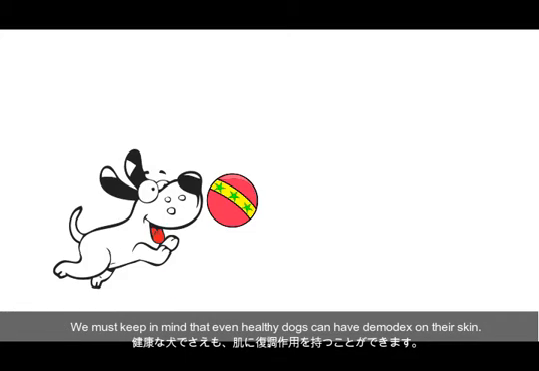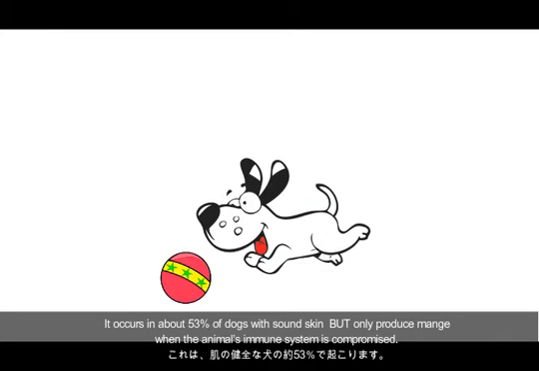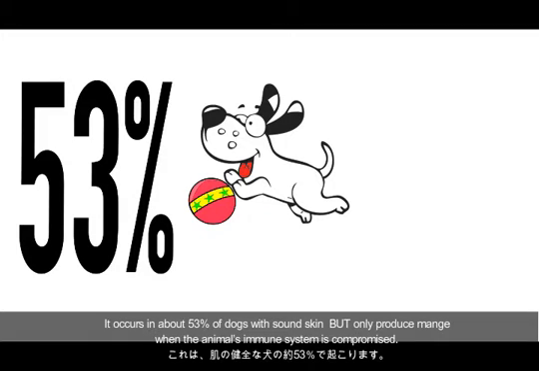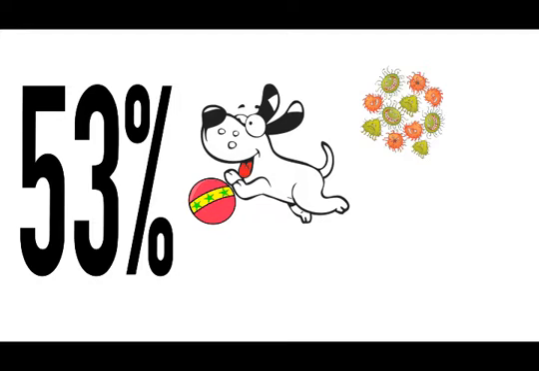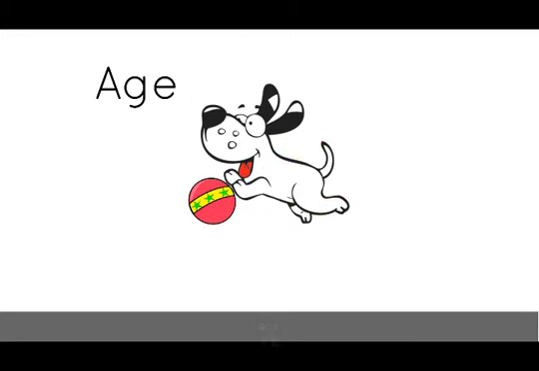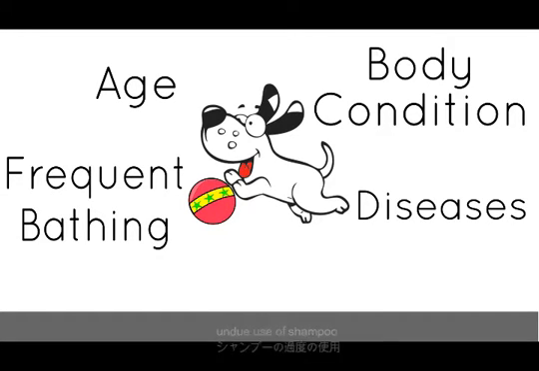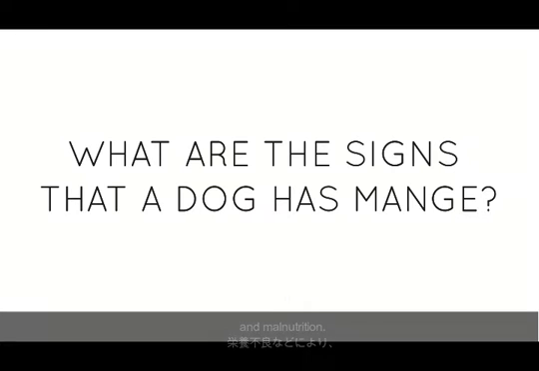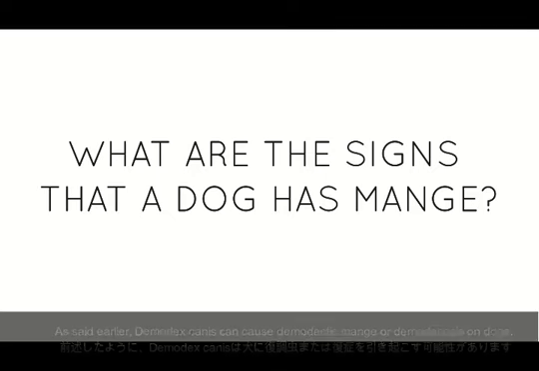We must keep in mind that even healthy dogs can have Demodex on their skin. It occurs in about 53% of dogs with sound skin, but only produces mange when the animal's immune system is compromised. Some dogs may be more susceptible than others depending on age, short hair, poor condition, debilitating diseases like distemper, frequent bathing, undue use of shampoo, and malnutrition. As said earlier, Demodex canis can cause demodectic mange or demodicosis on dogs.